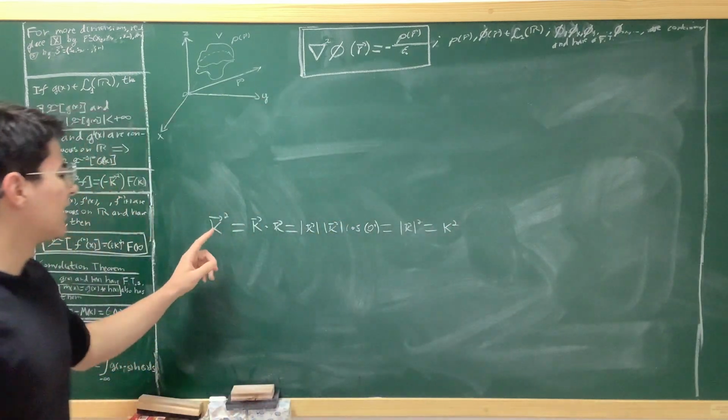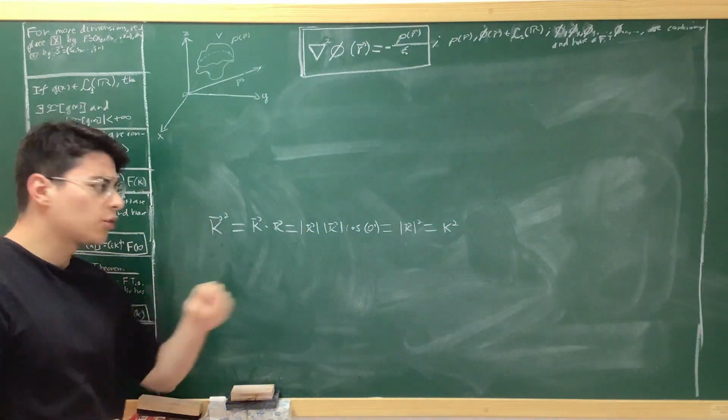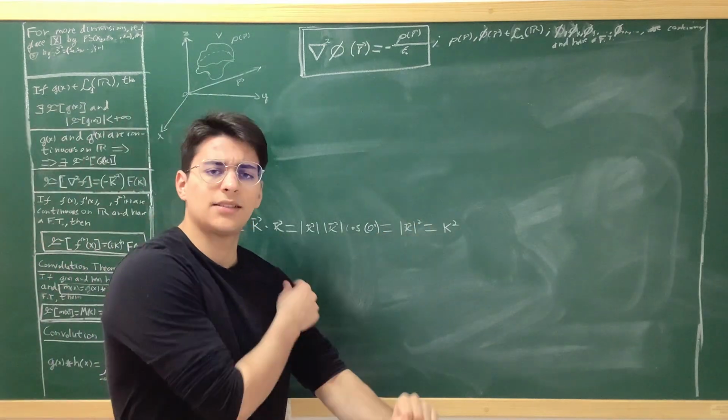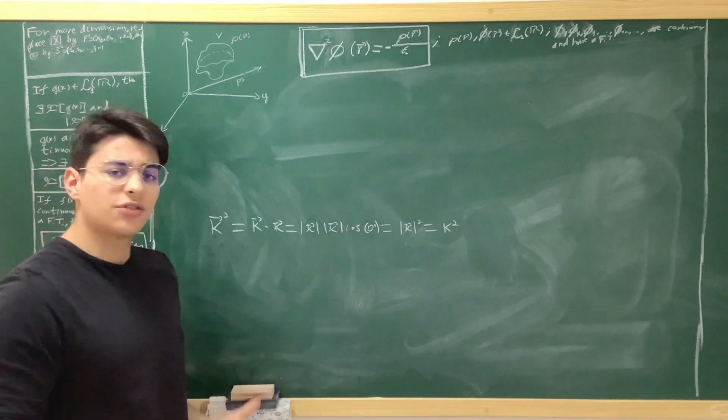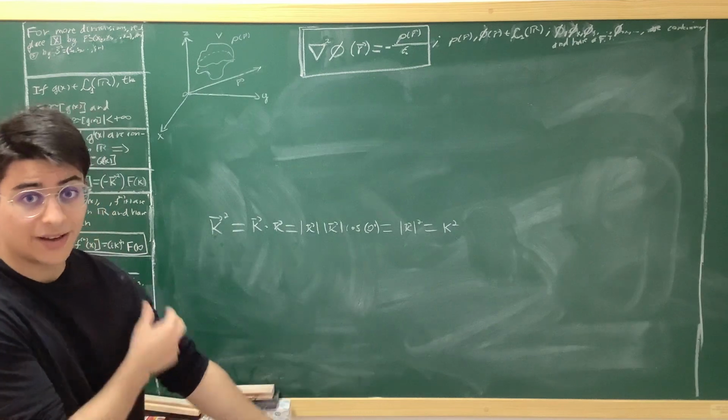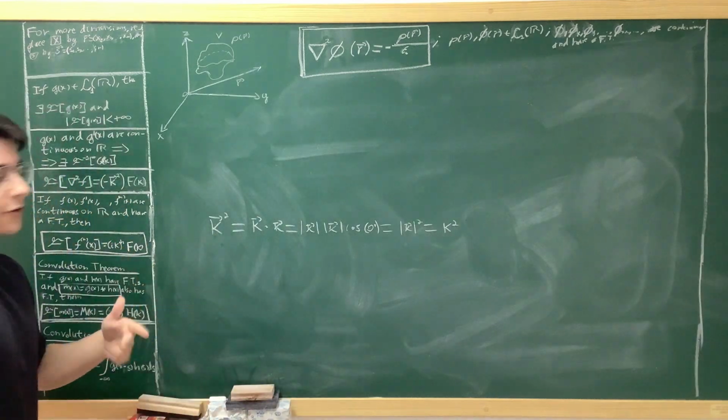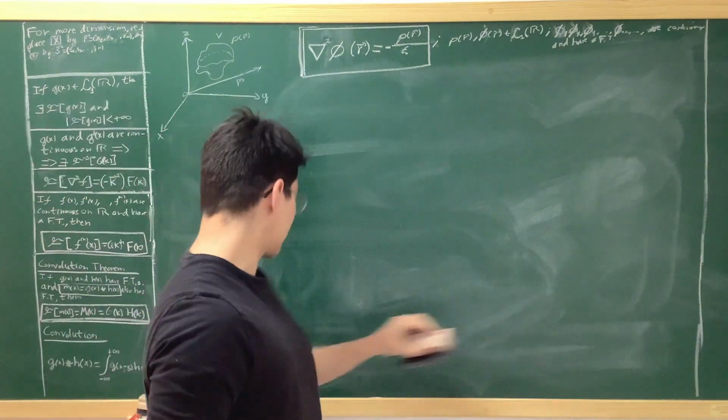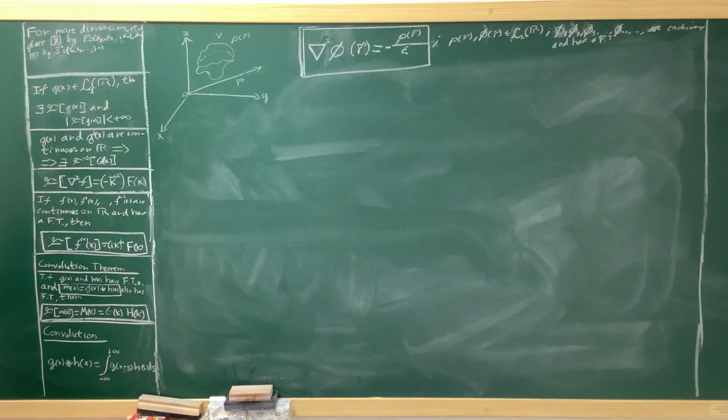So whenever we write this vector squared or this modulus or this k squared, we're actually just referring to the modulus of the vector k squared, of course. So that's another property. And last but not least, the convolution theorem. First of all, what is a convolution?